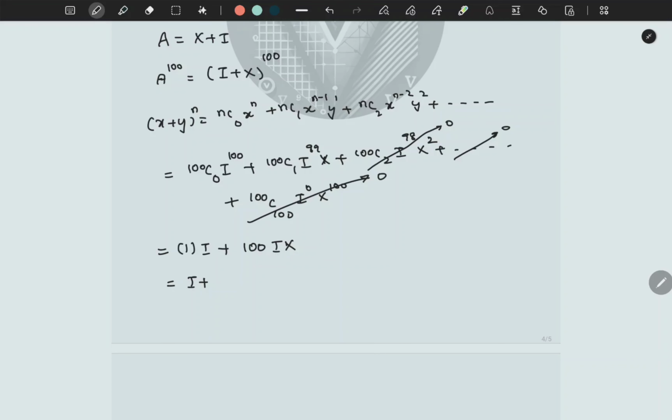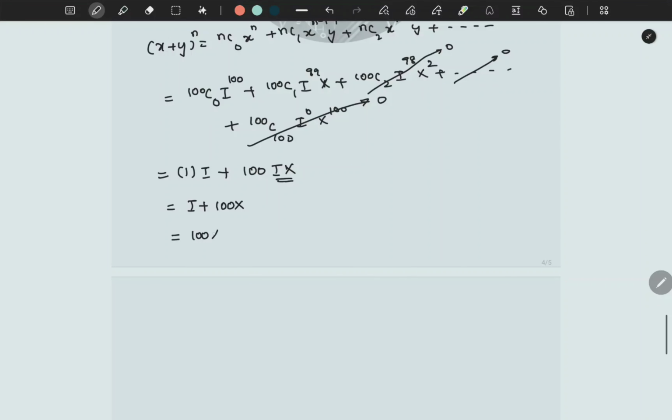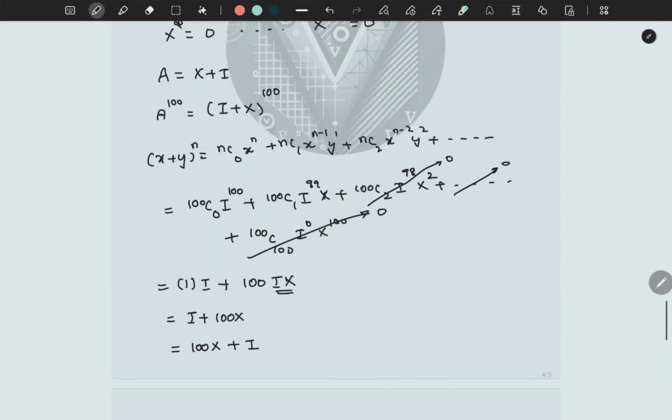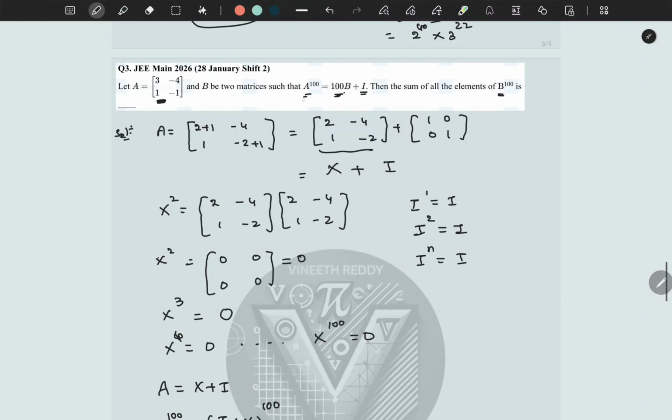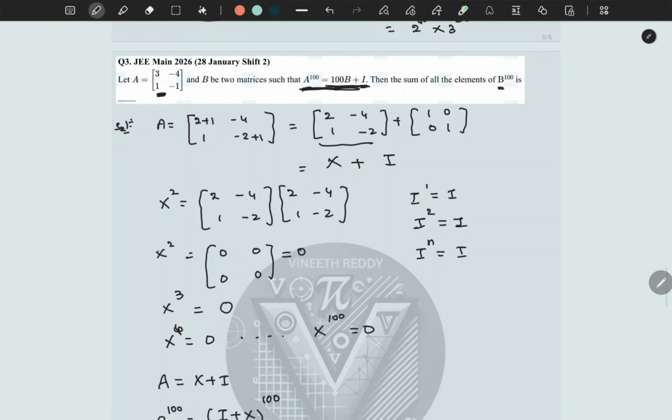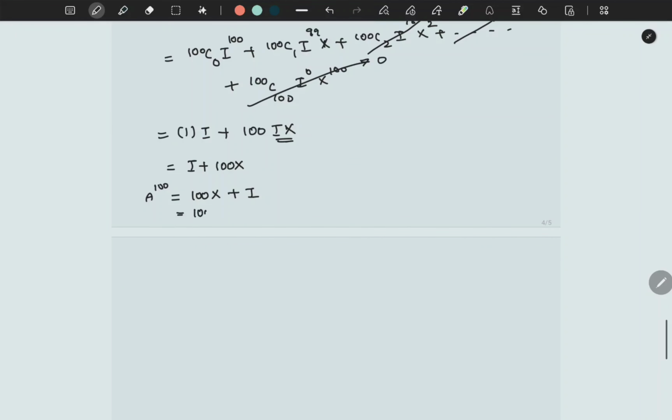So it is nothing but I plus I into X, which is anyway X, correct? So here we have 100X plus I. A raised to the power 100 is 100X plus I, and as per the question, A raised to the power 100 is 100B plus I. So this is equal to 100B plus I. By comparing, what can we say? B should be equal to X.